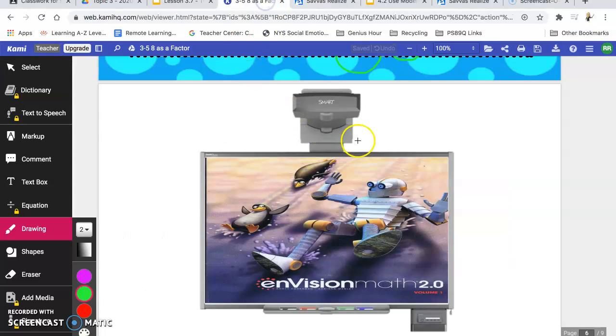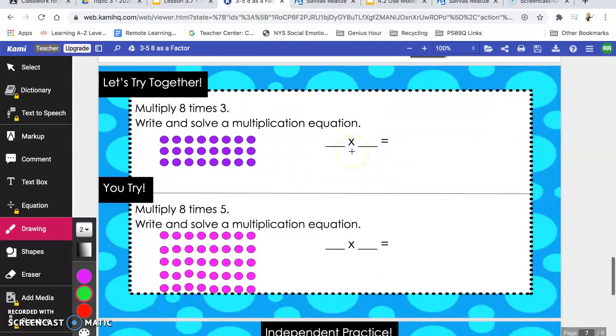Okay, so let's try something together. 8 times 3. We already have our rows of 3, 1, 2, 3, in a group of 8. There's 8 in each row. So 3 times 8 equals what?